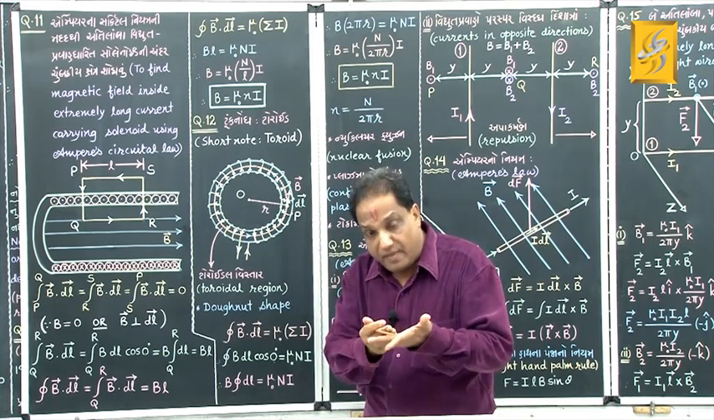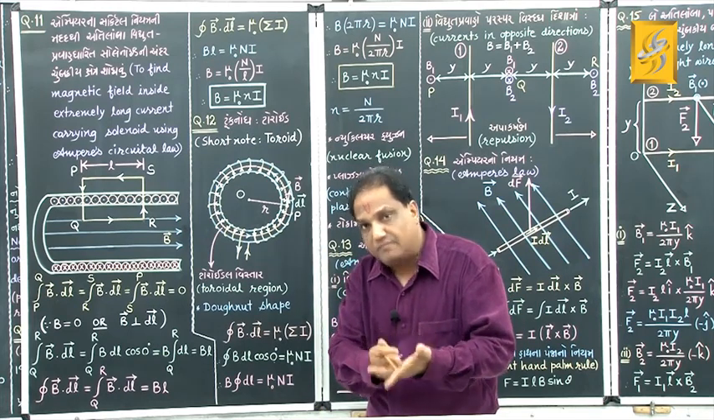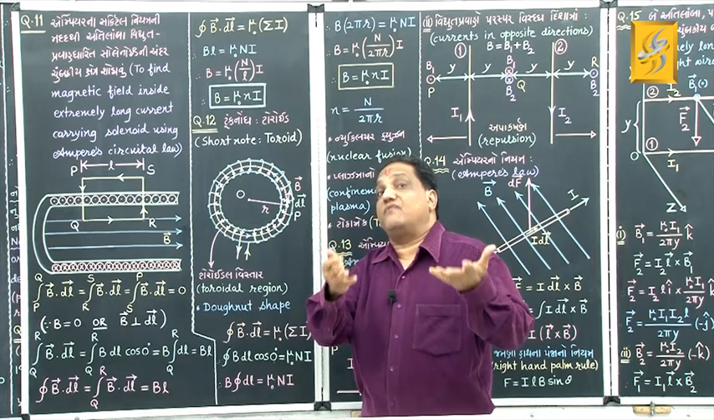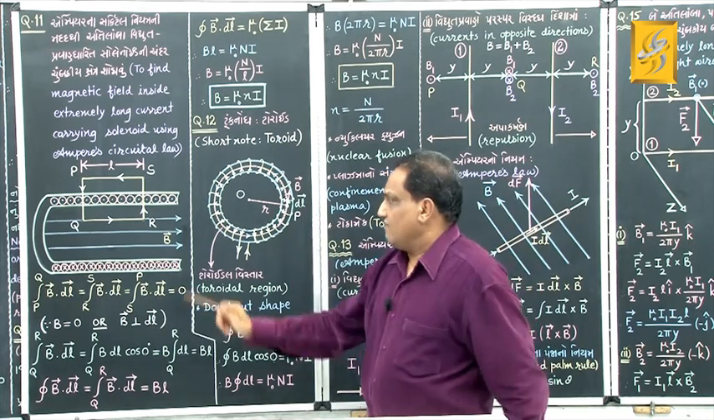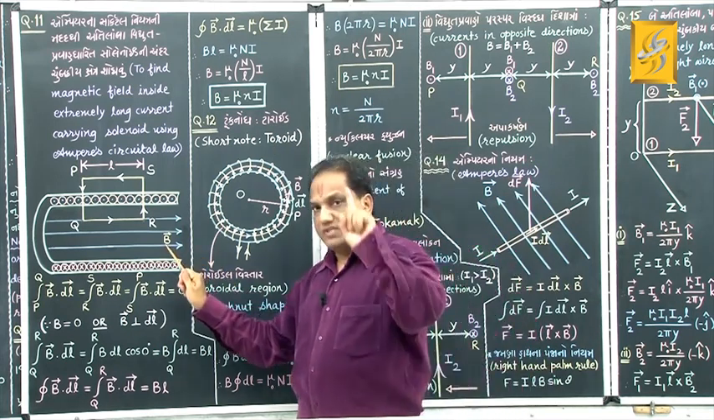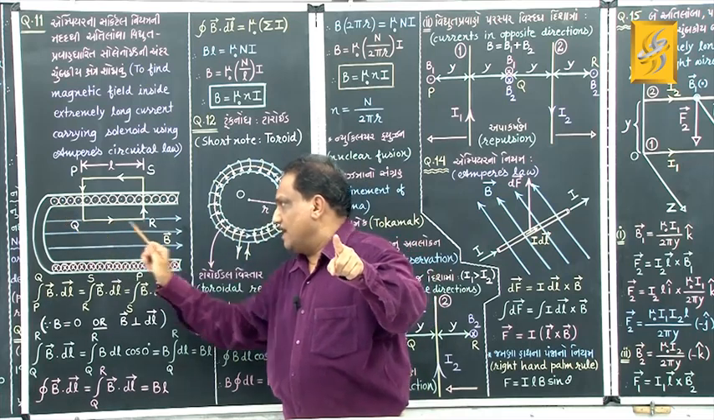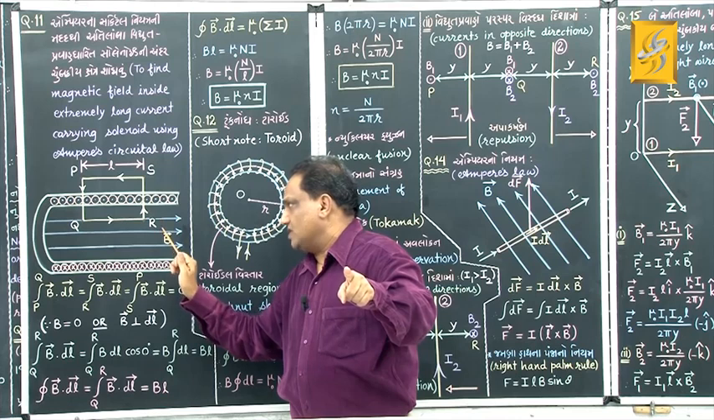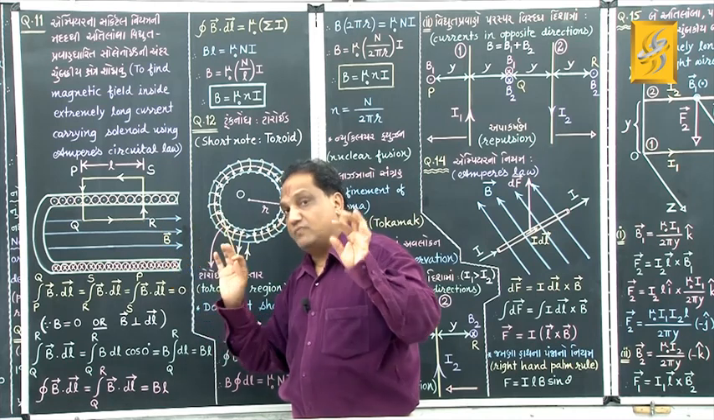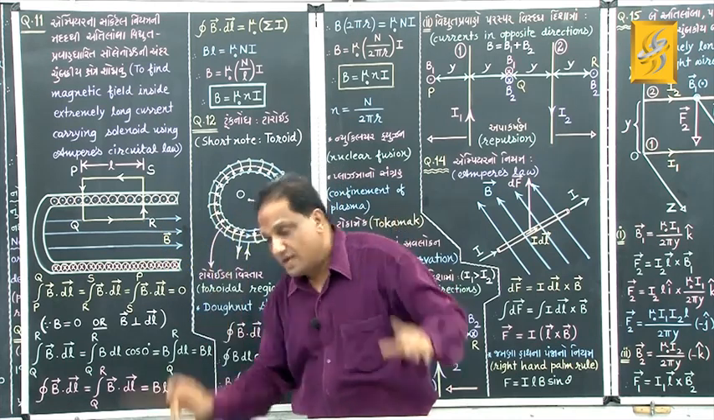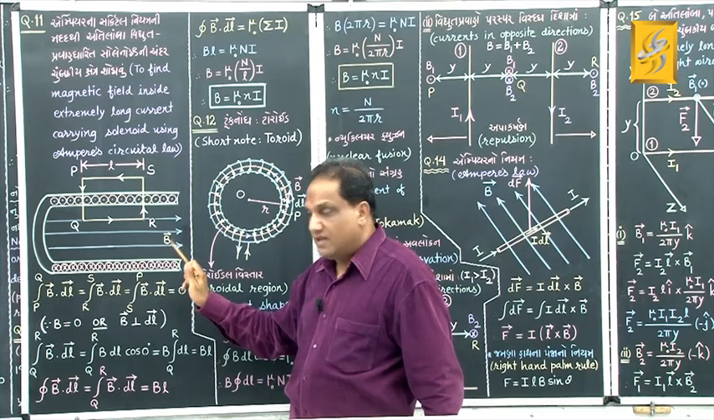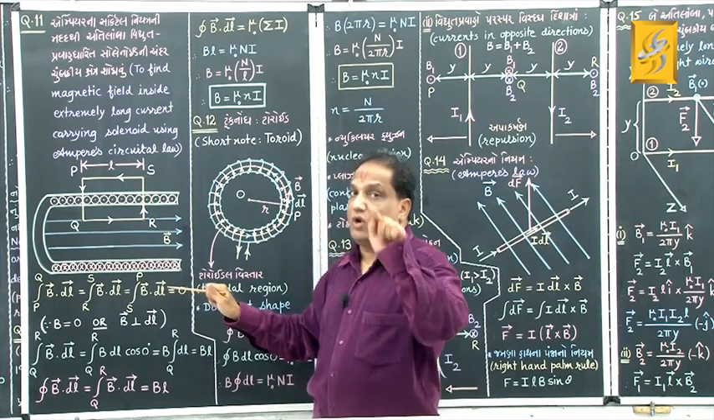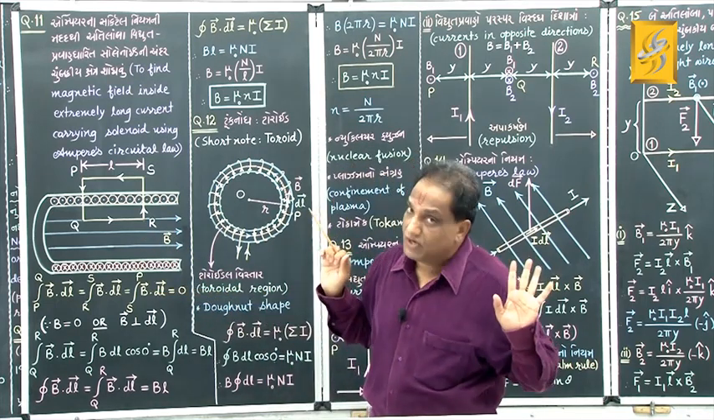If magnitude is same and direction is same, then you can say that the magnetic field is uniform. And for uniform magnetic field, we are supposed to show magnetic field lines parallel to each other. Not only that, the perpendicular separation between each two consecutive lines must be also same. That's why I am showing uniform magnetic field inside this extremely long current carrying solenoid. Got it? Fine.